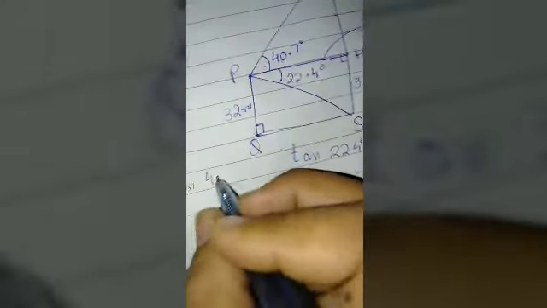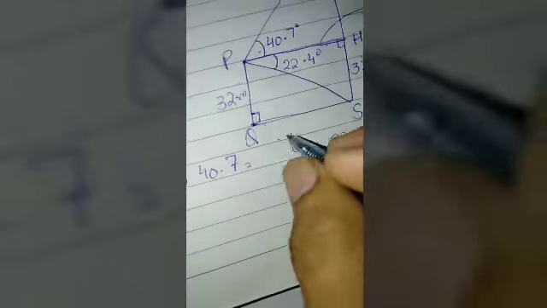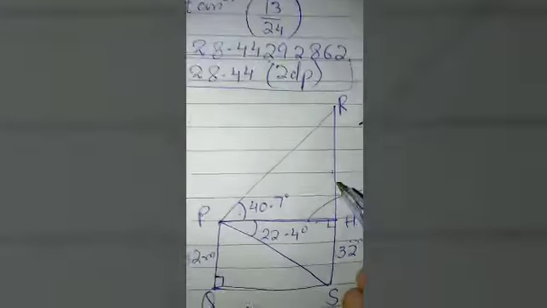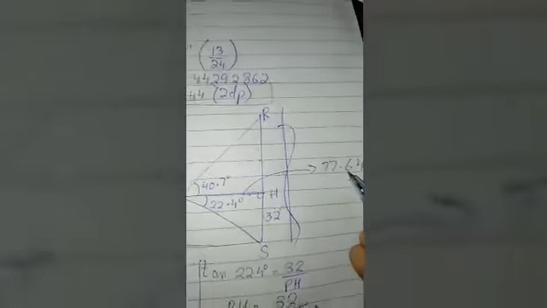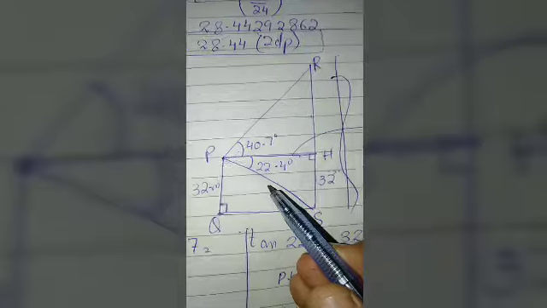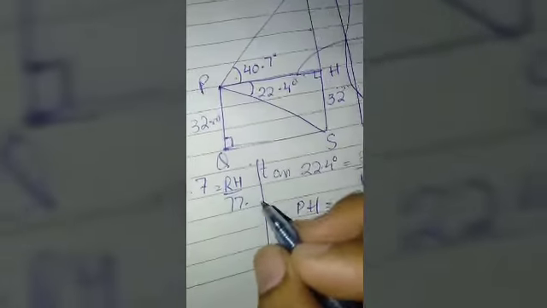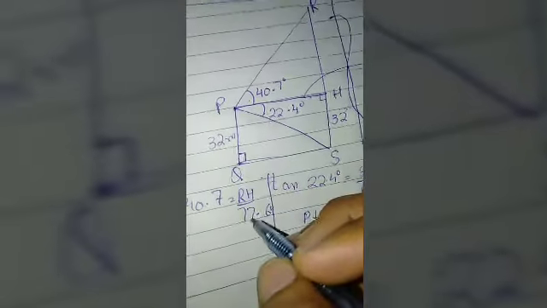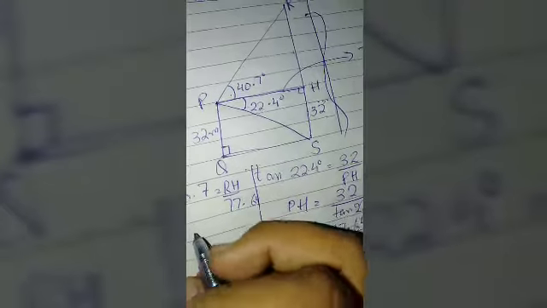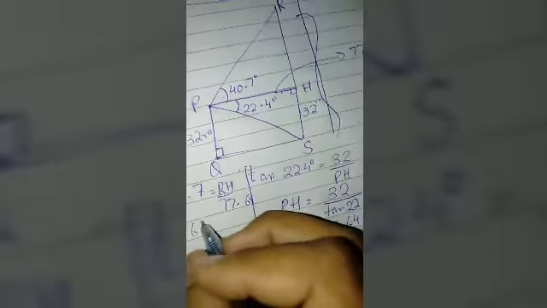Tangent 40.7 is equal to opposite upon adjacent. Opposite is RH and adjacent is 77.64, so it is RH upon 77.64, opposite upon adjacent. Now solving this, you can easily say RH is equal to 66.78.